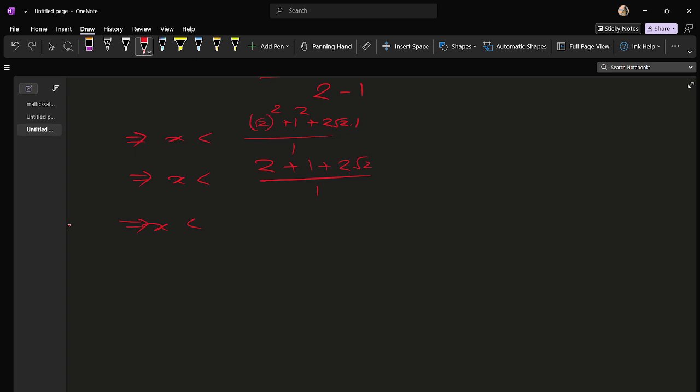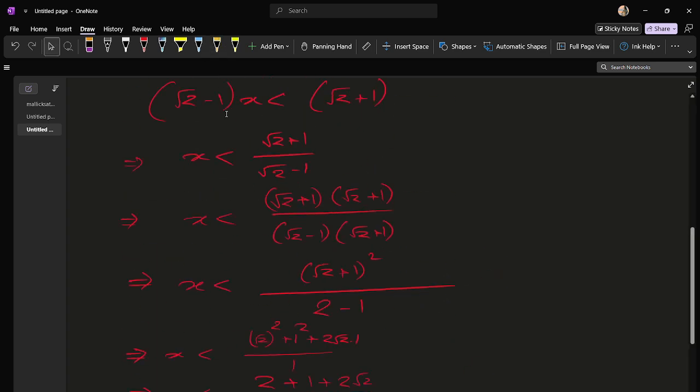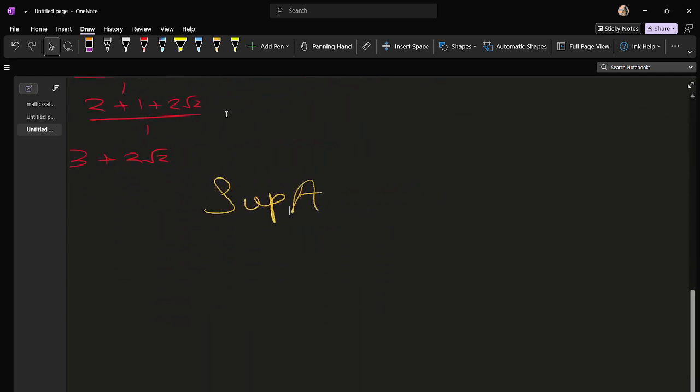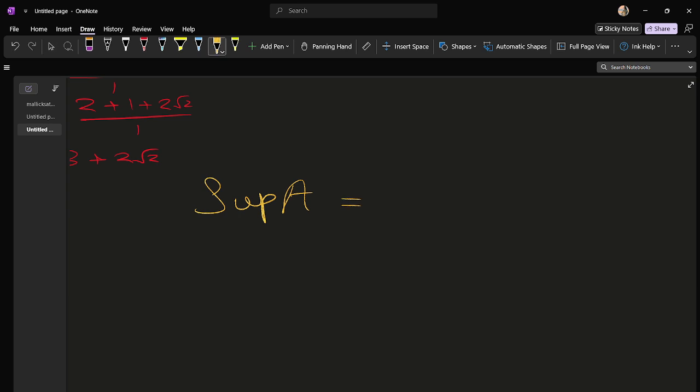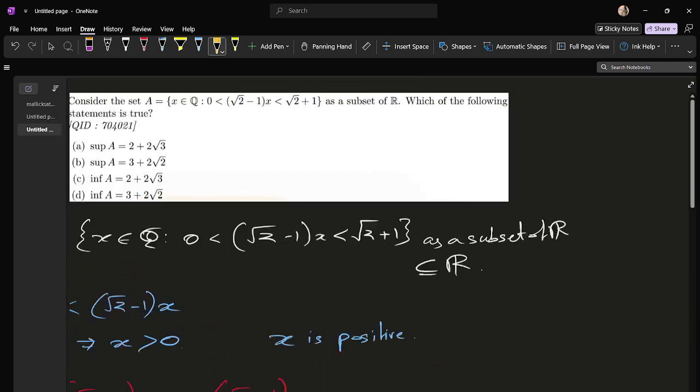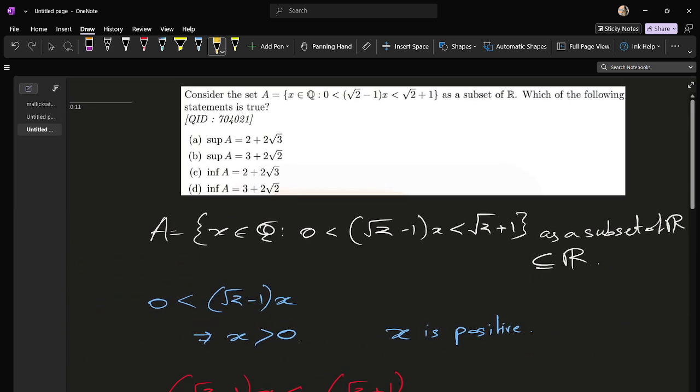So our x is less than 3 plus 2 root 2. So our x is positive and x is less than 3 plus 2 root 2. That means we got the supremum of the set. Our supremum of A, the set is named A, is 3 plus 2 root 2. So our option B is correct.